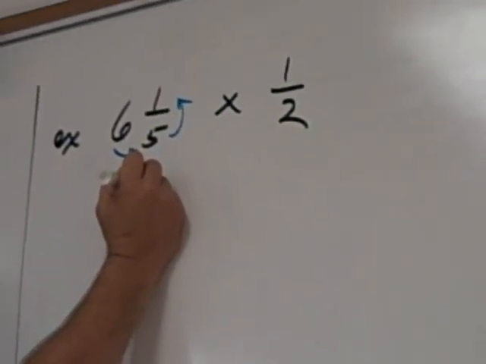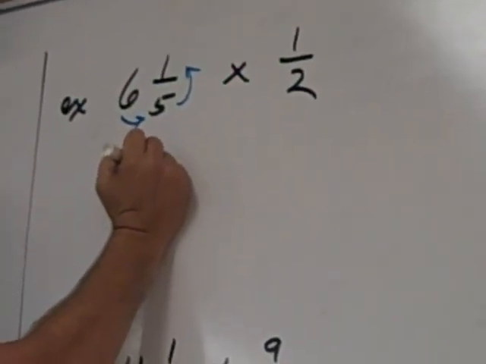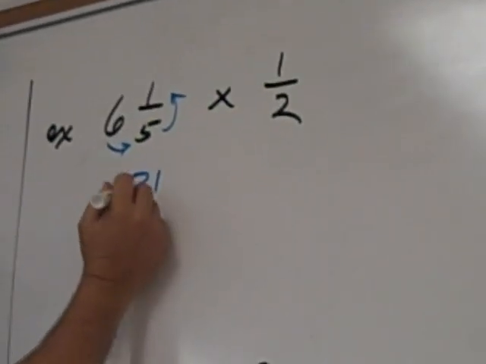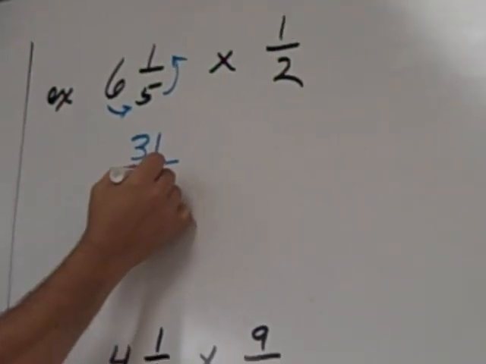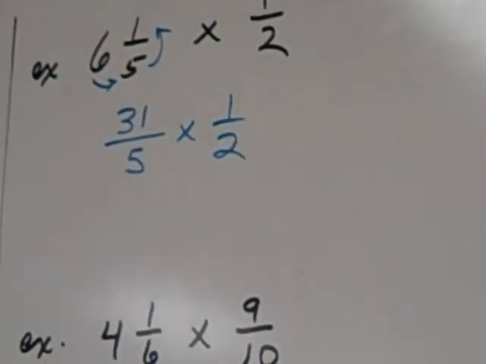36? Bullcorn. 30? Bullcorn. 25? Bullcorn. 31. Thank you very much. 6 times 5 is 30 plus the 1. 31 back over 5 times a half. Everybody okay?